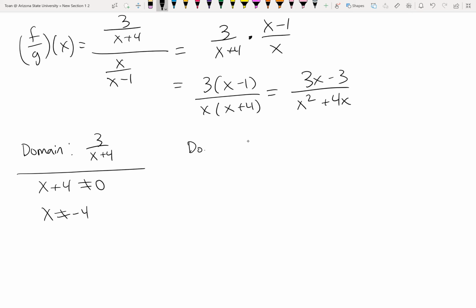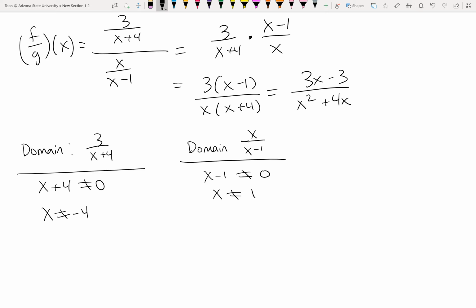Do the same thing with the g function. So what is the domain of the g function? X over x minus 1. Again, we have fractions, so you set the denominator not equal to 0 and solve. You get x does not equal 1.